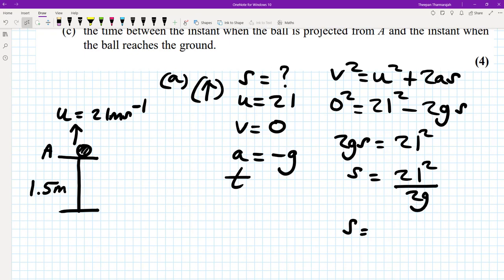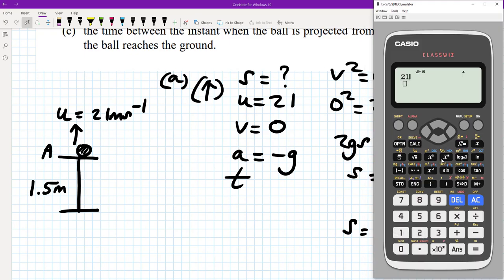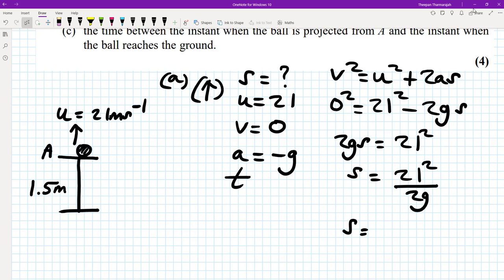So S is 21 squared over 2G. We can work that out on our calculator. 21 squared over 19.6, which is 22.5 meters. That's the greatest height above A reached by the ball.